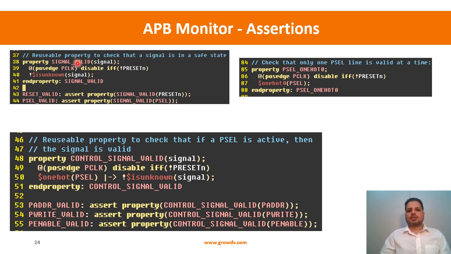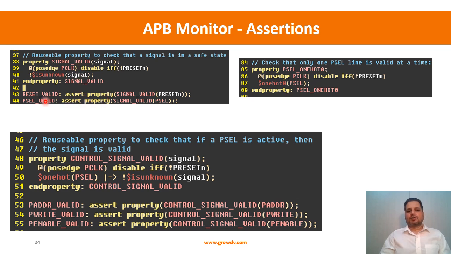So the first one is checking that a particular signal is in the safe state or is in the correct state. So it's checking that the signal is not unknown. Okay, so this is a property called signal valid, taking in an argument so that it becomes reusable. Then the sampling event that it is using is the positive edge of clock. It is disabled when the reset gets asserted, and it's checking not of isunknown, whatever the signal parameter that we had passed. And then we are passing PRESETn and PSEL. These are the key signals that should never become unknown. So that's going to check, and if any one of them is seen as X, then this particular property will fail.